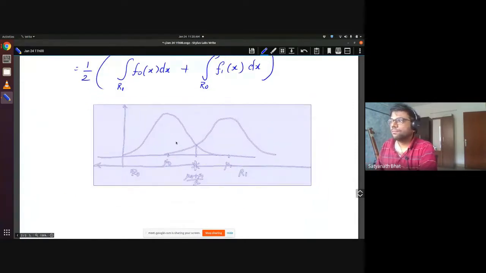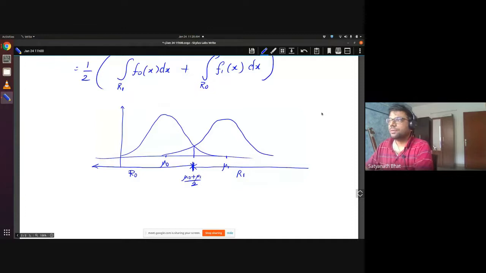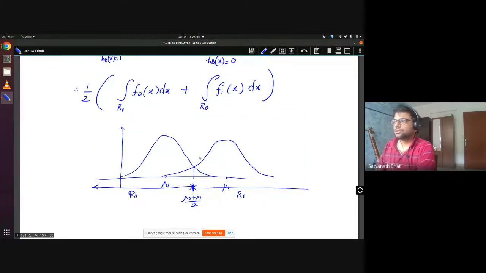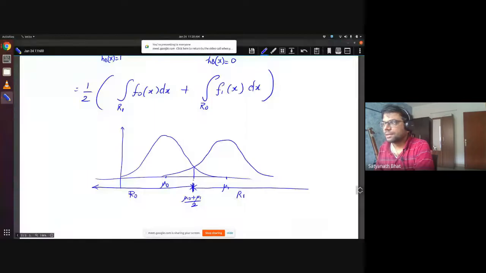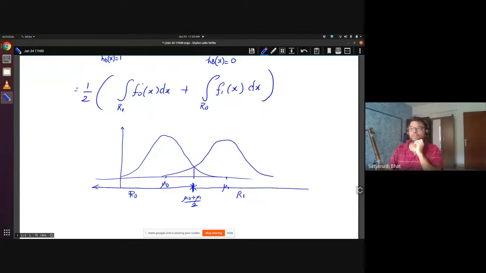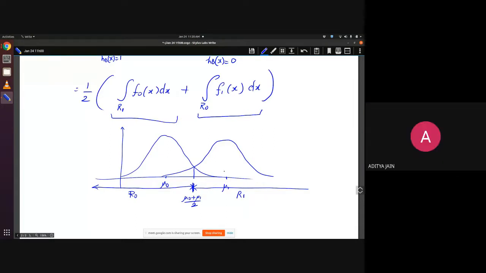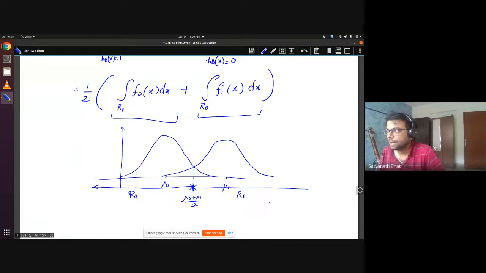Okay, so I will ask somebody, so everybody can see this. Can someone tell me in this figure, whenever I'm trying to integrate a region, we are going to get some area under the curve. So where is this error lying? R0 is minus infinity to mu0 plus mu1 by 2. R1 is mu0 plus mu1 by 2 to infinity. Yeah, but what is the area under which I should shade?